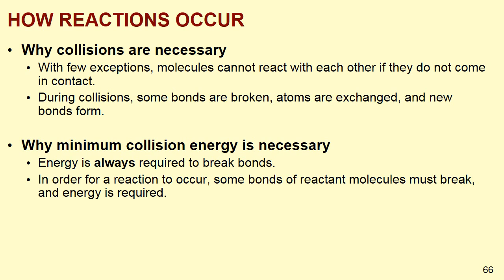Now, why does there have to be a minimum amount of energy? Well, it turns out that you always are required to put energy in to break a bond. It doesn't matter what kind of bond it is, because these electrons are holding atoms together. In order to pull them apart, you have to put energy in. Energy is always required. Now, it does turn out that sometimes when you form new bonds, you get a lot of energy out, and so in the end, you might get more energy out than you have to put in. But you always have to have a little bit to put in, no matter what reaction you're talking about. So that's called a minimum amount of energy.